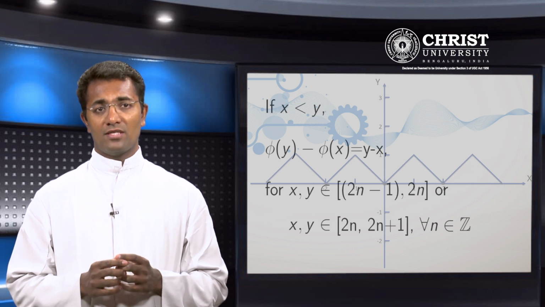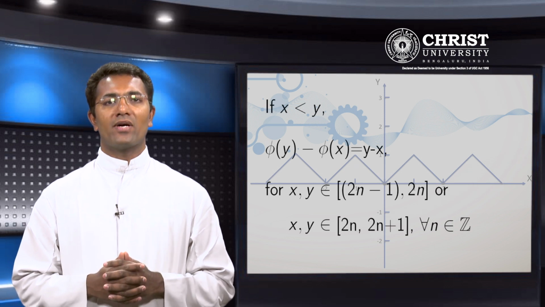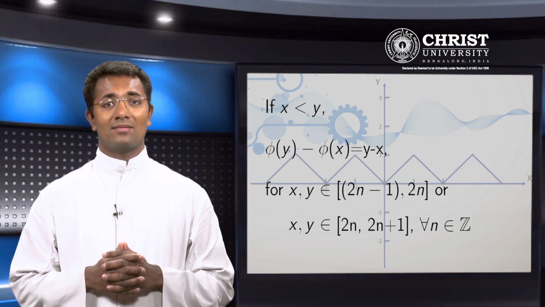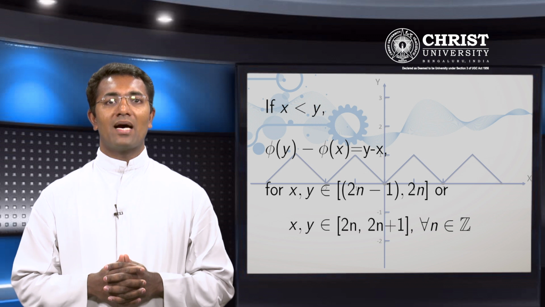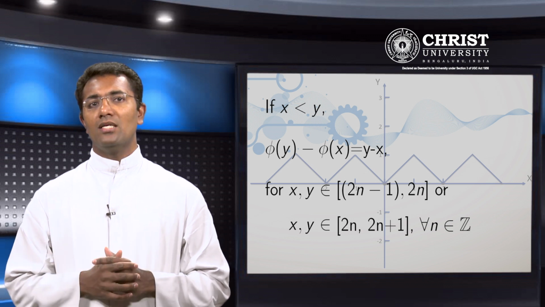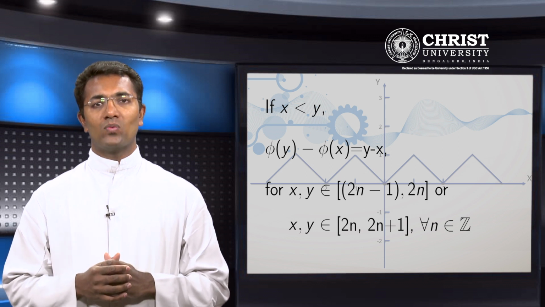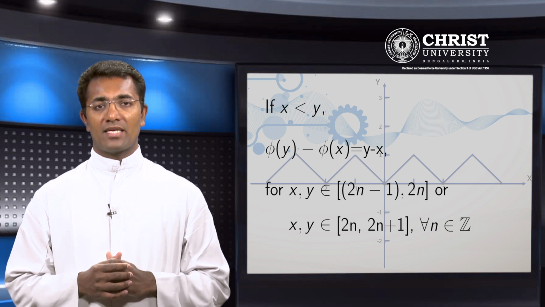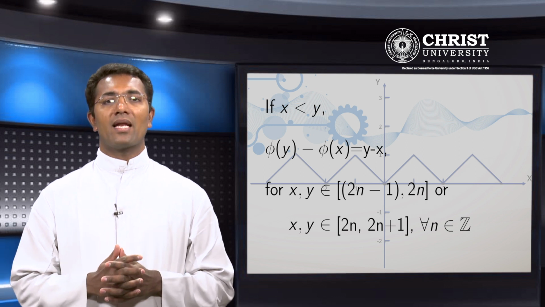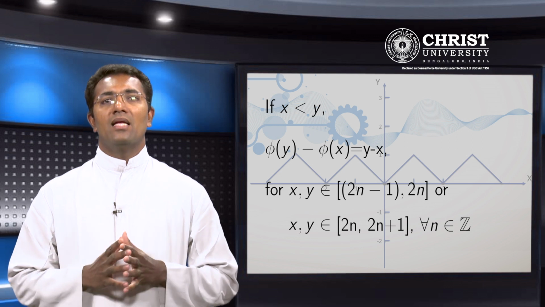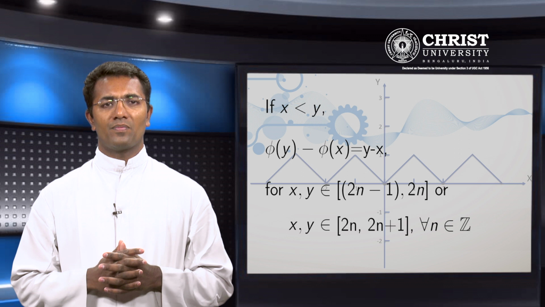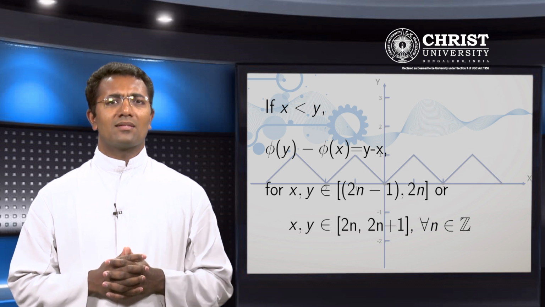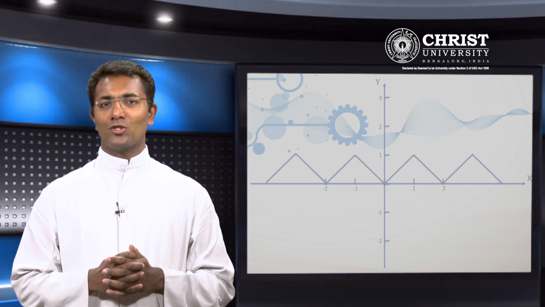In addition to these, phi of y minus phi of x is equal to y minus x if x is less than y and are both in either 2n minus 1 to 2n or 2n to 2n plus 1 for every integer n. That is, both x and y are lying in one single interval of length 1 between any two integer points.